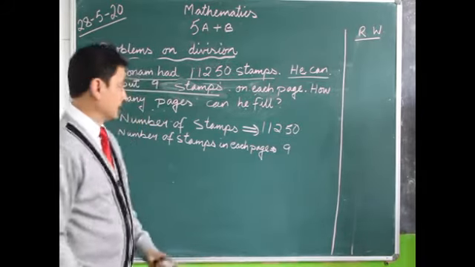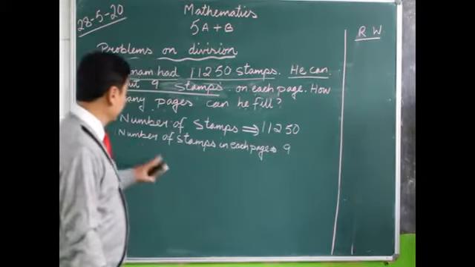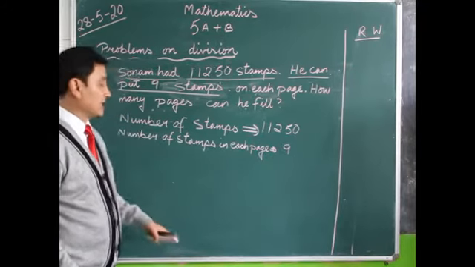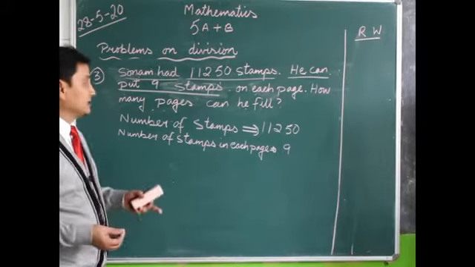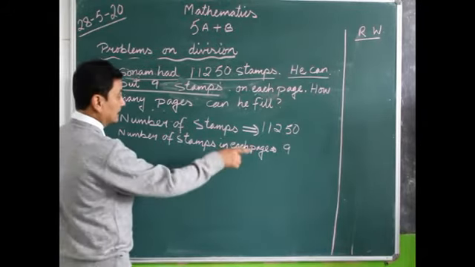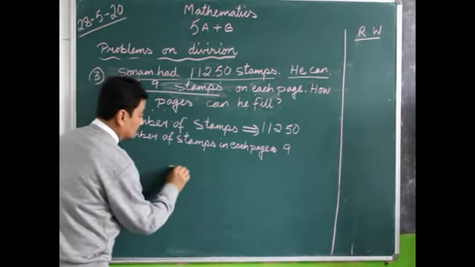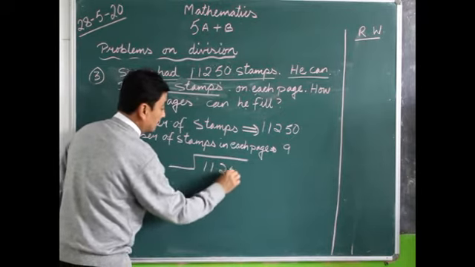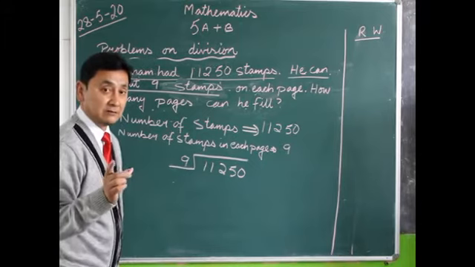Okay? So let's start. Number of stamps, 11,250. Number of stamps in each page, 9. So let's see in how many pages he's going to put all these stamps. How many pages is required? So let's do that sum. We won't read the third part of the question. So 11250. I hope everyone knows the 9 times table.